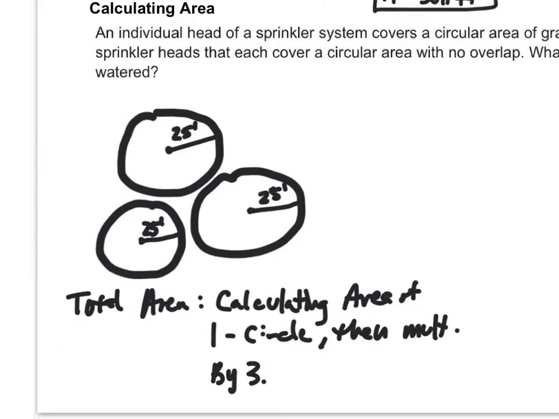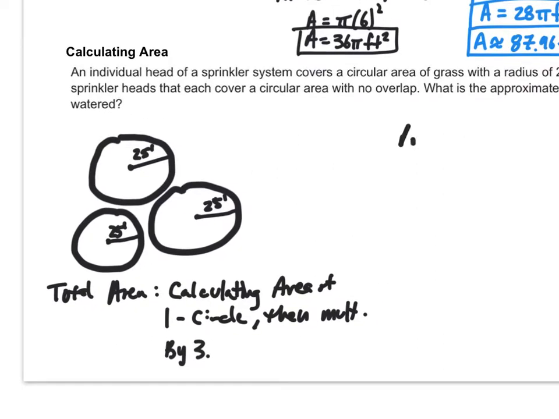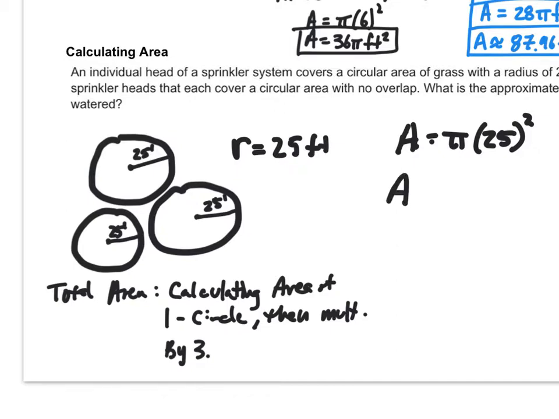All right, so let's go ahead and do that. I have my area here. My radius is equal to 25 feet, so I'm going to plug it into my formula, pi times 25 squared. 25 squared is 25 times 25, which is 625. So my area is equal to 625 times pi, and my units are feet squared.